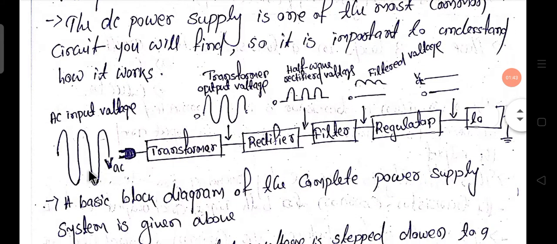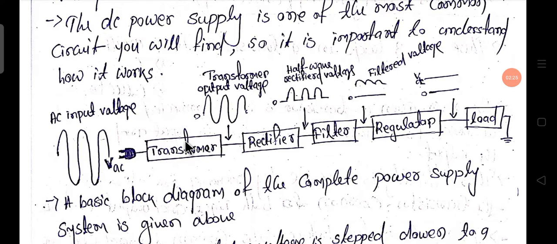Now see, this is the block diagram of the DC power supply system. First of all, the AC input voltage. This is our AC input which is present in our home. Then we plug in the DC power supply system, and the first stage is the transformer. What work does this transformer do? This transformer does the step down or step up function.